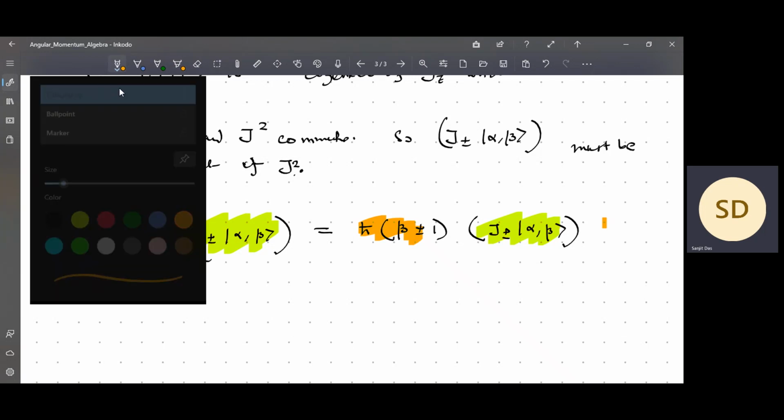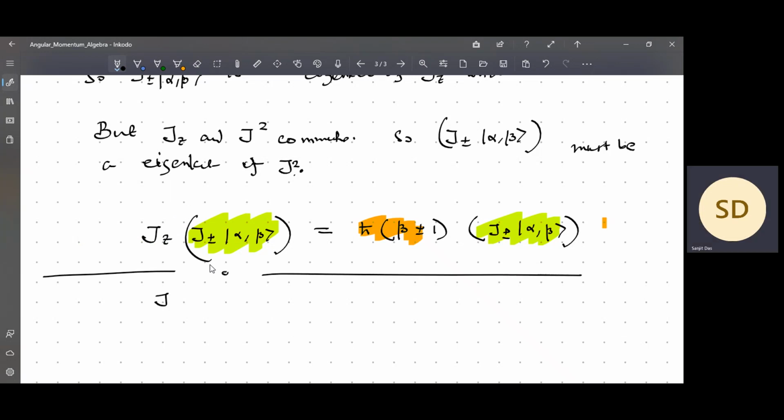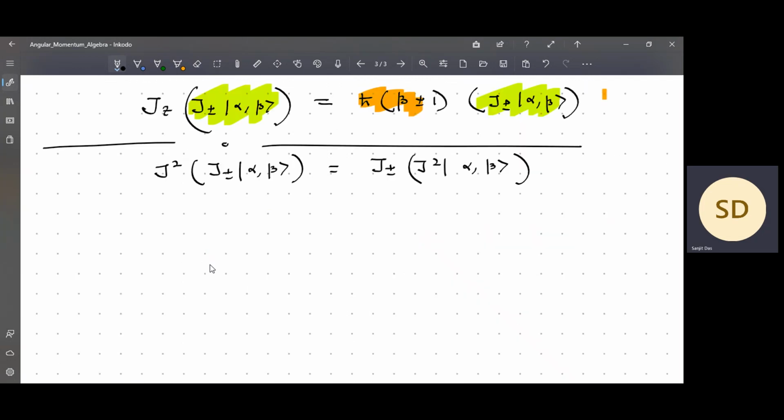So let us compute how J square acts on this eigenket. Because J square and J plus minus, we have already seen, commute with each other, I can write it in this format and take the operator out. From the notion, J square acting on the eigenket is h bar square alpha.